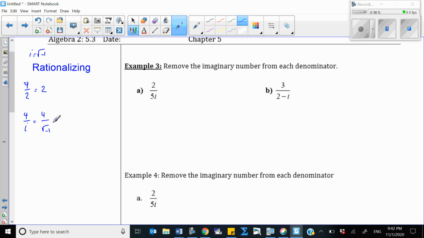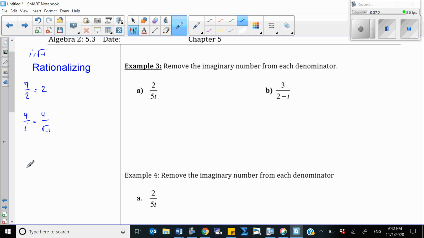So our goal is to make the denominator as simple as possible, so we don't have something like a radical in the denominator. It's easier to have something like an integer in the denominator. So that's why we want to rationalize our fractions that have i in the denominator.